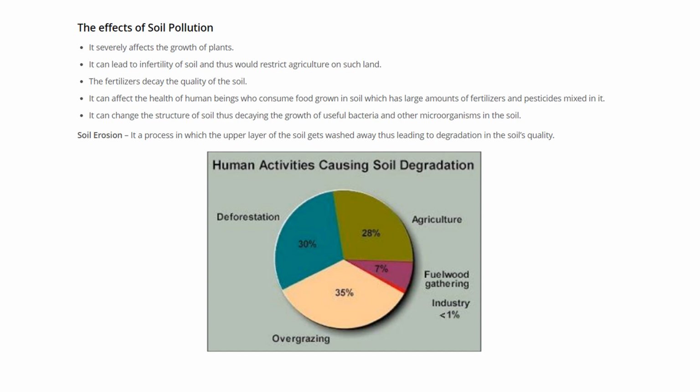What is soil erosion? It is the process in which the upper layer of the soil gets washed away, thus leading to degradation in the soil's quality. That is the definition for soil erosion. The upper layer of the soil gets washed away, and because of that the soil quality also keeps degrading.